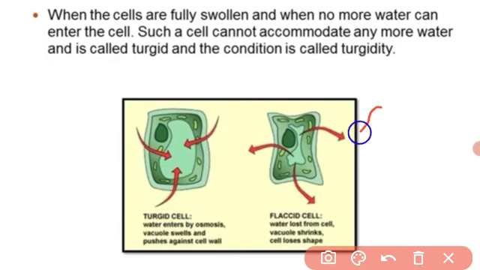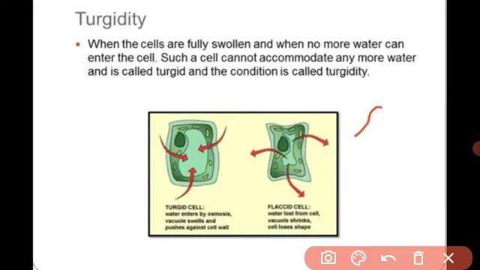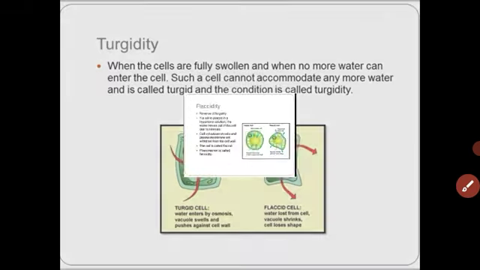What is meant by turgidity? Turgidity means that when the cell continuously undergoes osmosis, it reaches a stage where it cannot absorb or accommodate any more water. This condition of the cell is the turgid condition. It is also called turgidity. Got it? And flaccidity is the opposite.